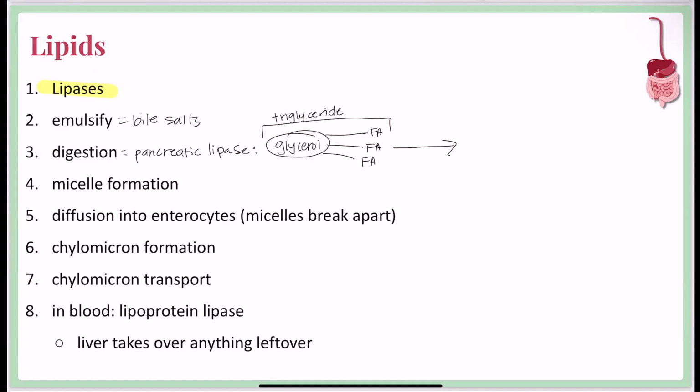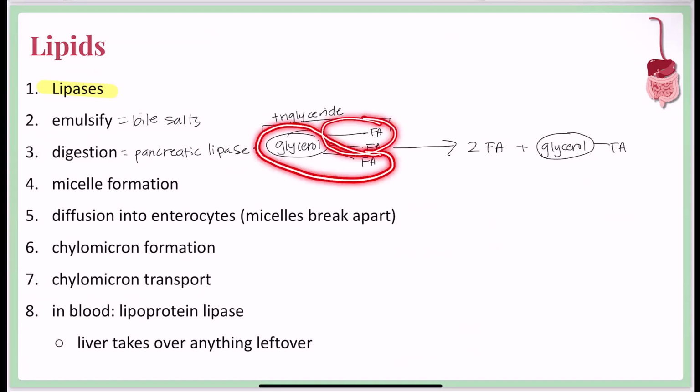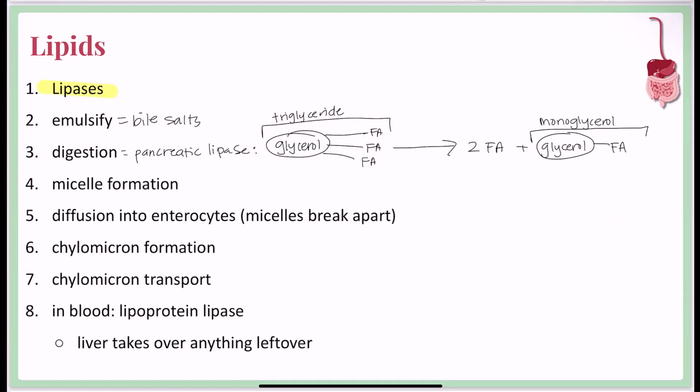Much, much simplified, okay? But what happens is we get 2 fatty acids, and then we get 1 monoglyceride. So it's glycerol with 1 fatty acid off of it. Do you see how that's already smaller? We've broken off 2 fatty acids, and then we just have that 1 monoglycerol left. The whole thing is that we're trying to make it smaller.